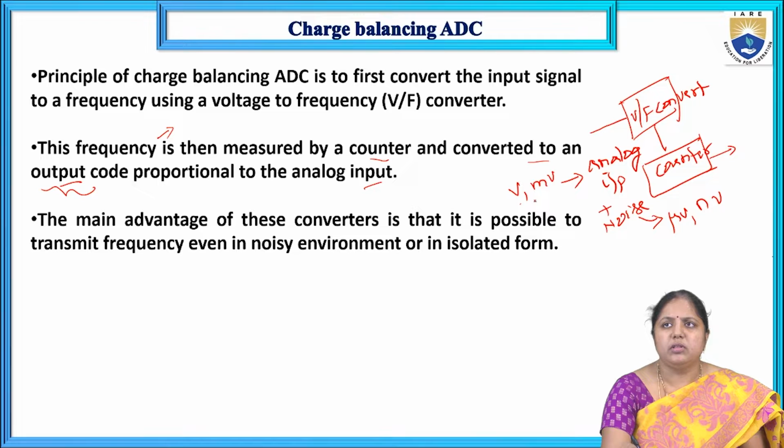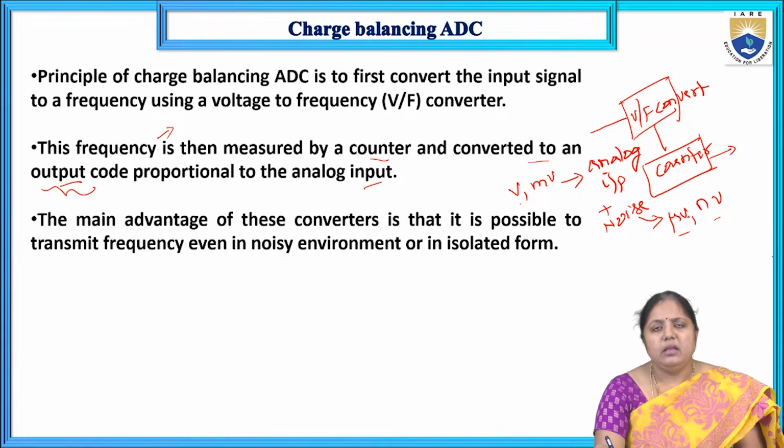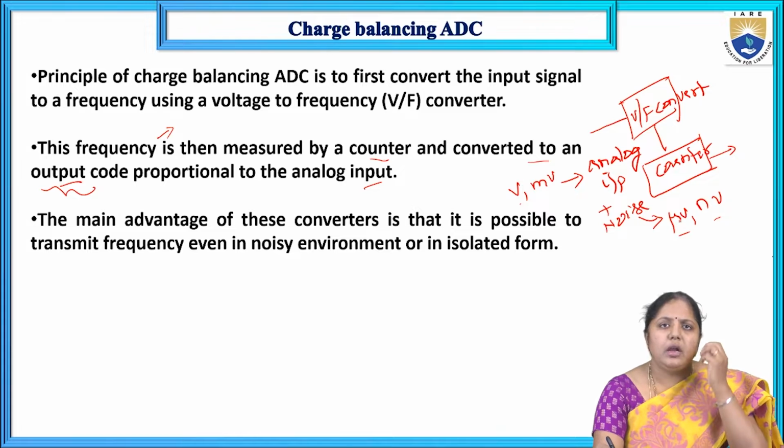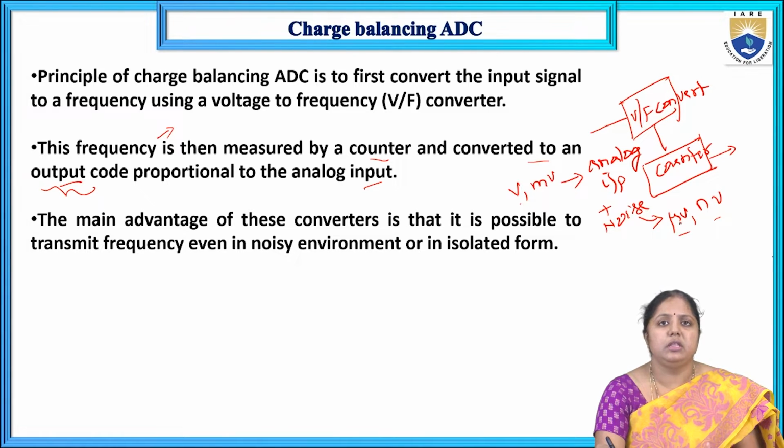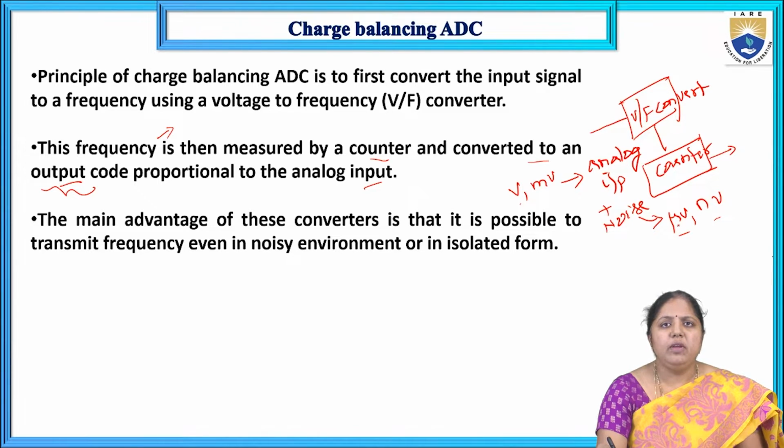Whatever the volts and millivolts are there, along with that, if a noisy type of signal is added, it is simply a very small value. Even if it is a very small value, the corresponding counter doesn't count the noise. It will ignore the small changes. Due to that, even if the noisy signal is present, I will get the exact digital output. So that's the advantage of this converter: even in a noisy environment, I will get the exact equivalent digital output for this type of circuit, right?